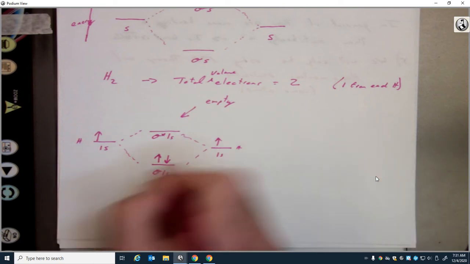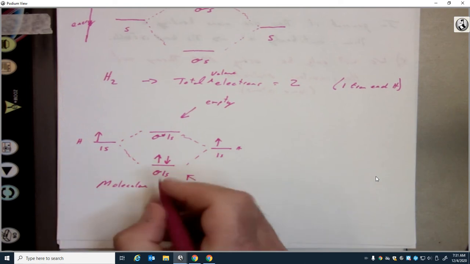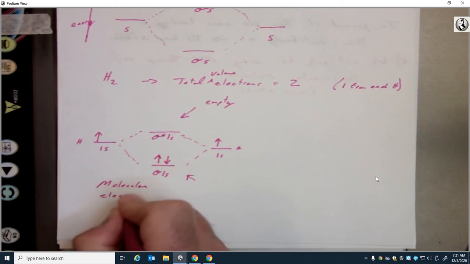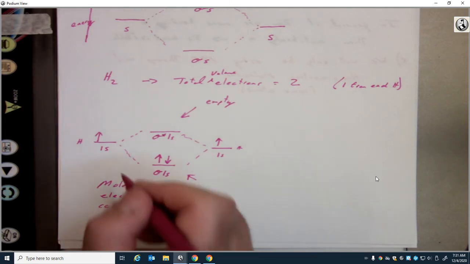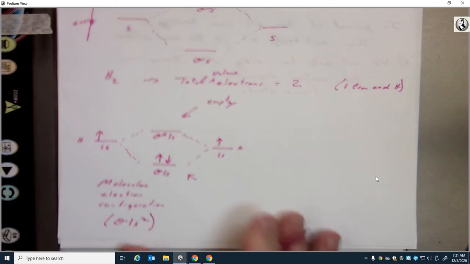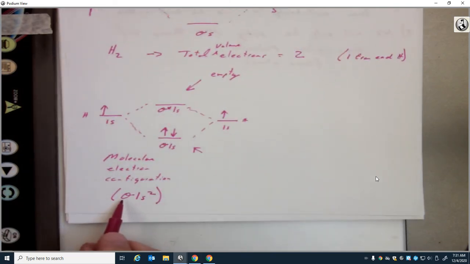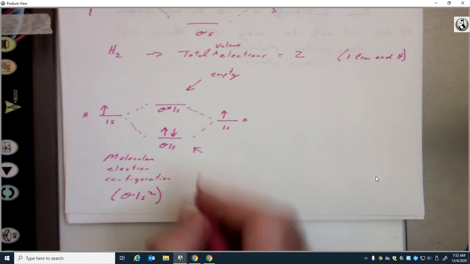This has what's called a molecular electron configuration. The molecular electron configuration for diatomic hydrogen would be sigma 1s2. We're in the bonding sigma orbital, first principal energy level, s, and there are two electrons in that orbital. So this is the molecular electron configuration of H2.